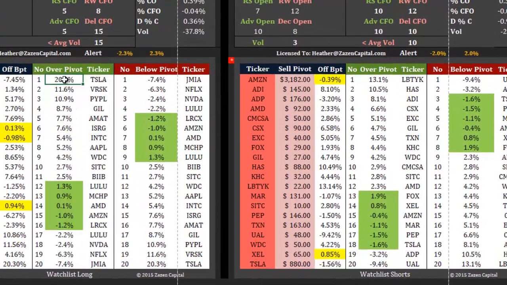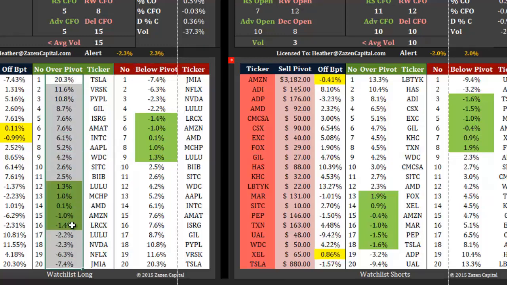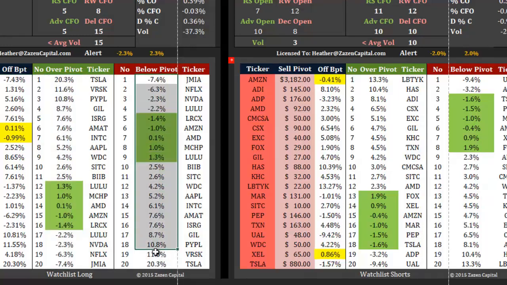What it does is filter these 20 stocks on your watch list and tries to narrow the focus only to stocks that are above or below the percent thresholds that you've set. So it's looking for stocks that are greater than minus 2.3% below your buy point or less than 2.3% above the buy point. A quick note, all stocks that are plus or minus 2% from your buy point are highlighted green to draw your attention to them.